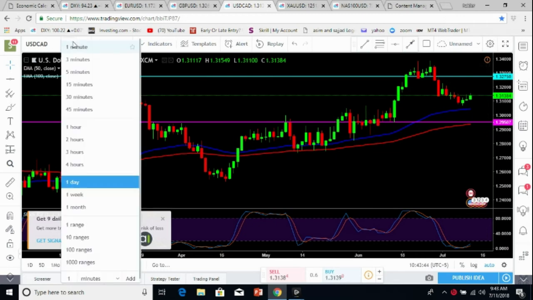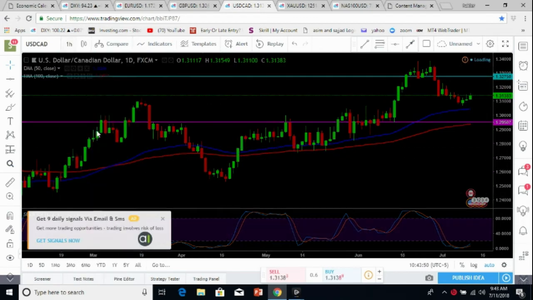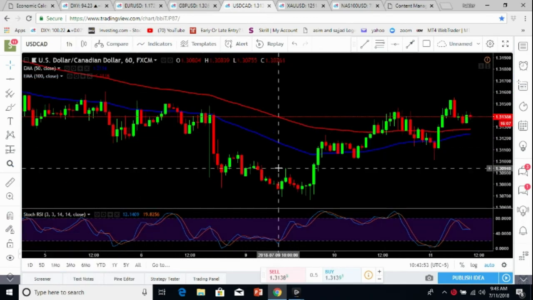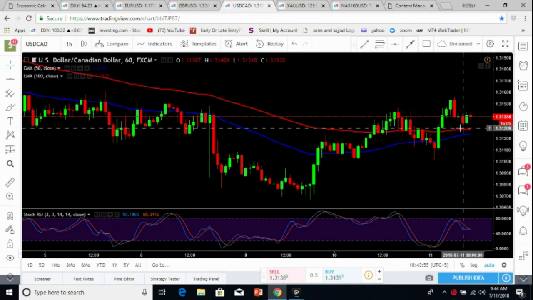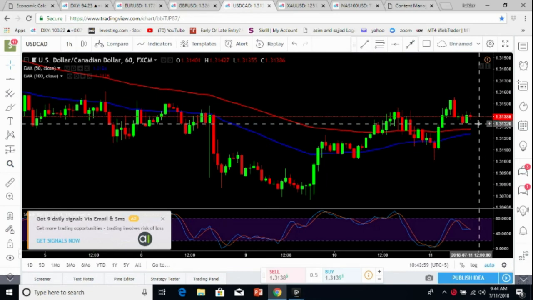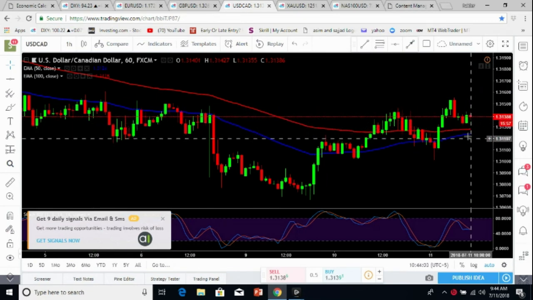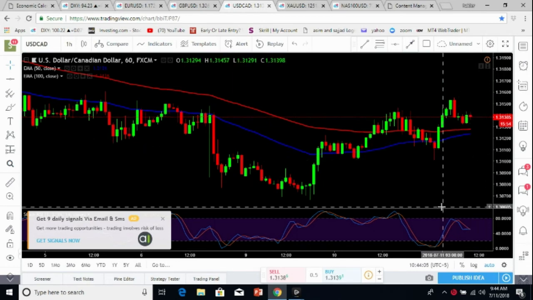Technically speaking, yes, it's going up, but fundamentally it's supposed to drop. On the 1 hour time frame, it's looking okay so far. If it's above 1500 moving average, I'm bullish. I will wait. If the candle closes below this, then I will short it.